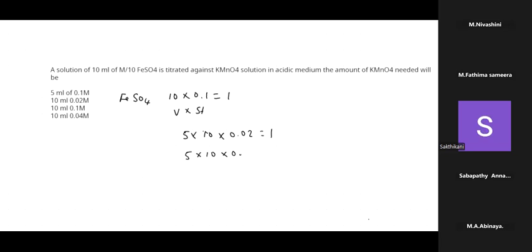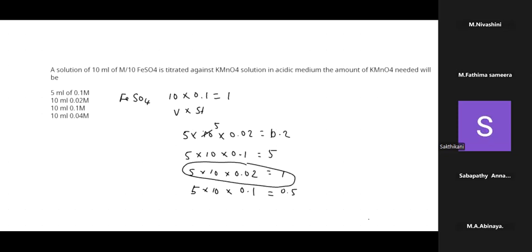First answer. Second answer, 5 into 10 into 0.02 will be how much? It will be 1, right? So third answer, 5 into 10 into 0.1 will be 5 into 5, which would be 50.5. Therefore, the correct answer is this one, 5 into 10 into 0.02. This is the correct answer.